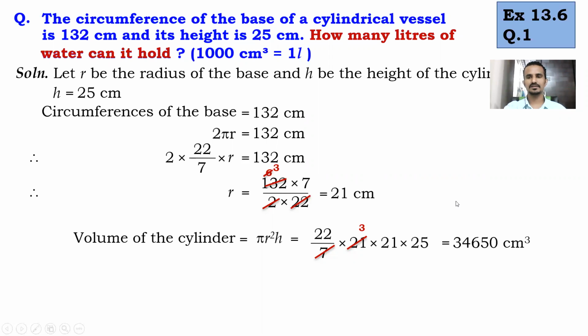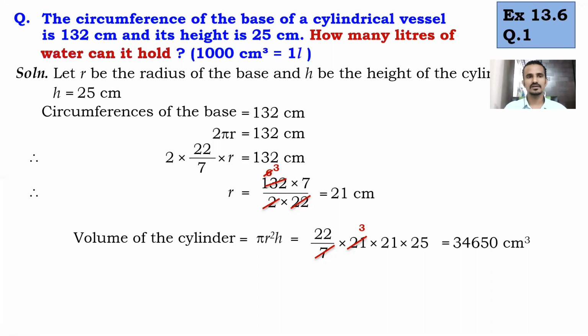So when we multiply this, we get 34,650 centimeter cube. 22 into 3 will be 66, into 21, into 25. So on multiplying all these numbers, we get 34,650 centimeter cube. But the question is not over here.